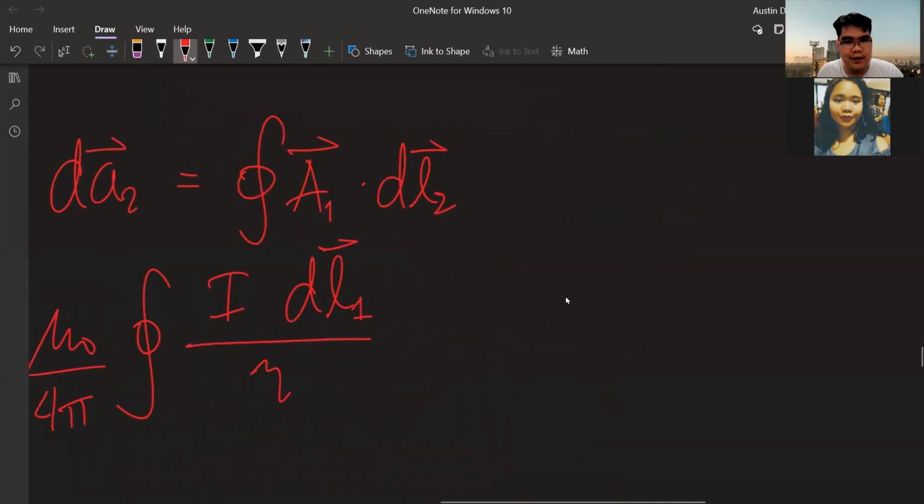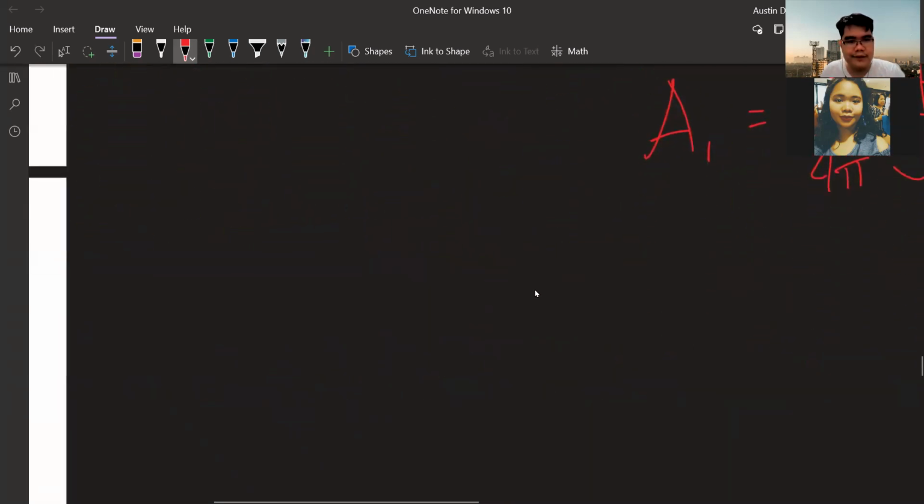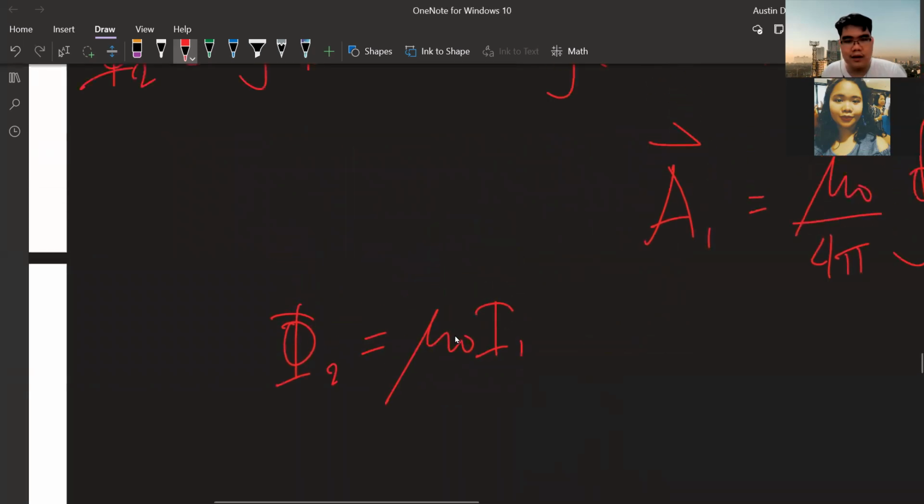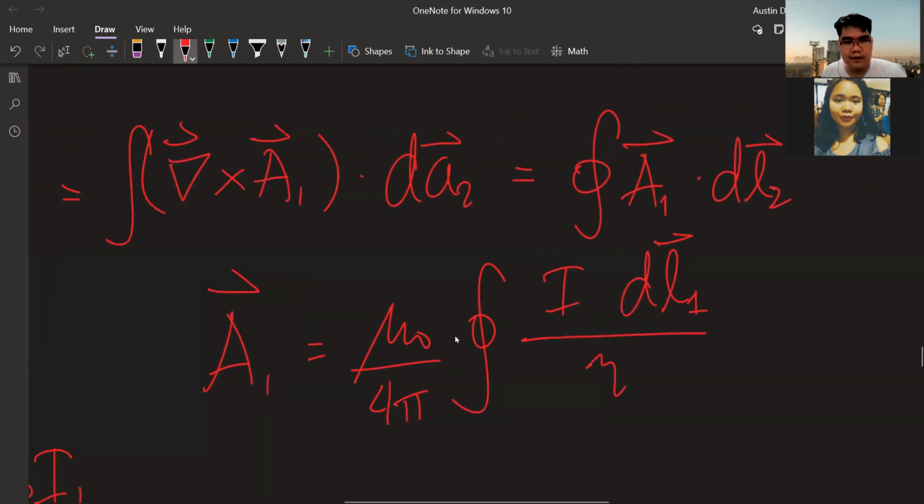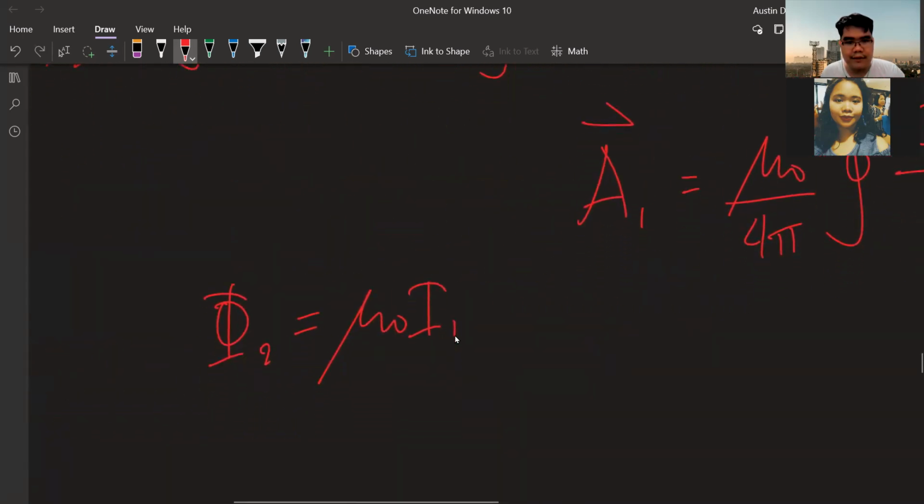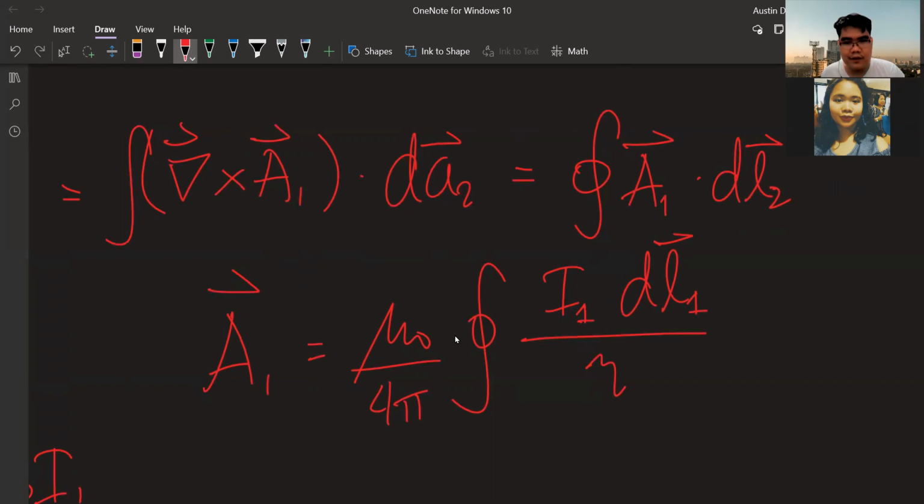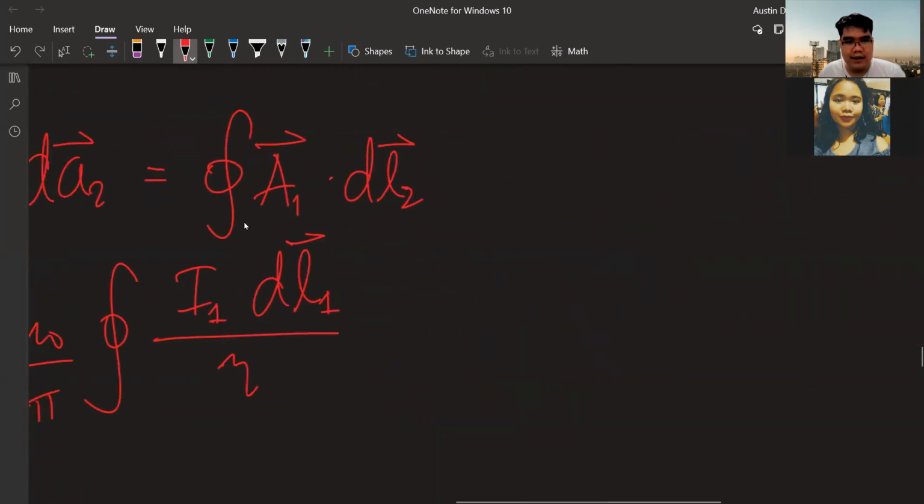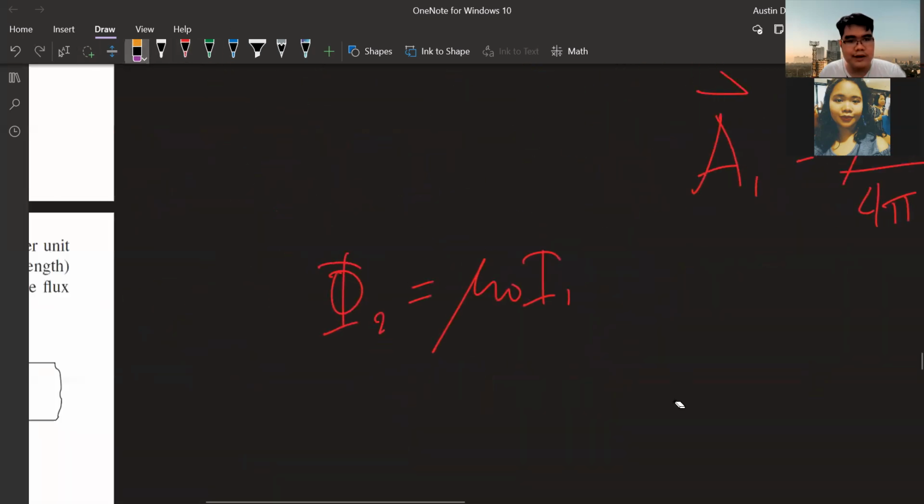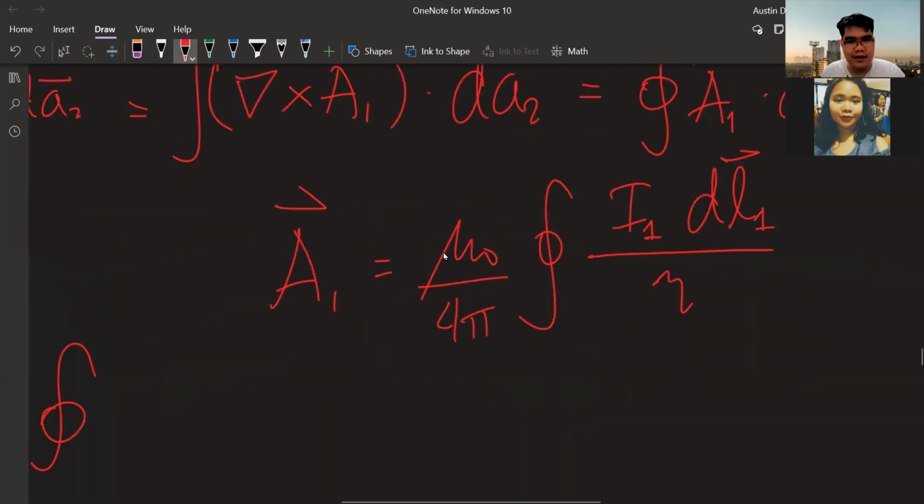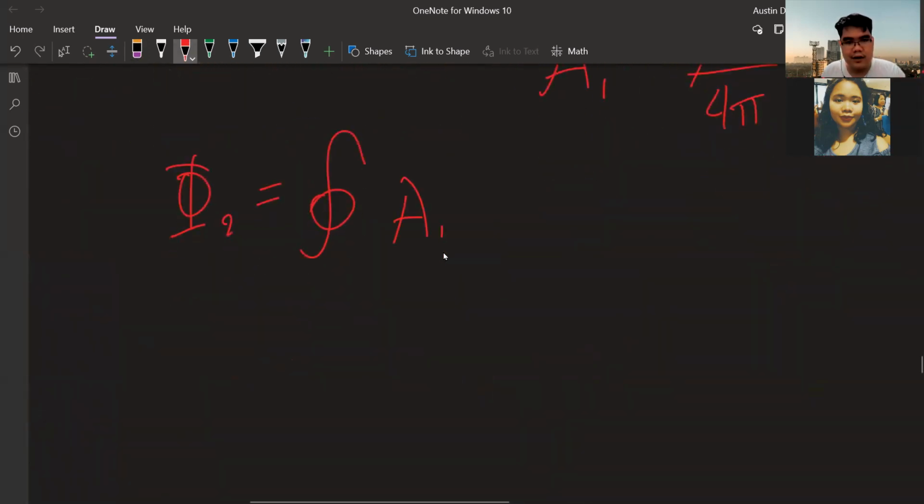So if we plugged in this guy to this entity, we have phi2 as mu naught I1. Okay, kopyahin ko lang. Ay, hindi. Parang mali to. Oops. Yung phi2 ko ay integral ng A1 dl2. So let's write that down first. Okay. A1 dl2.